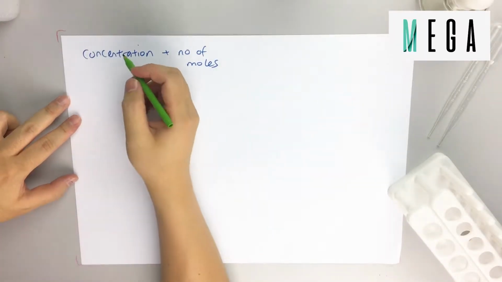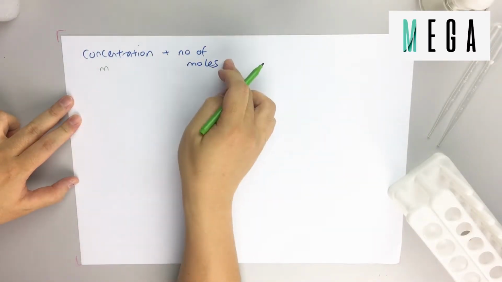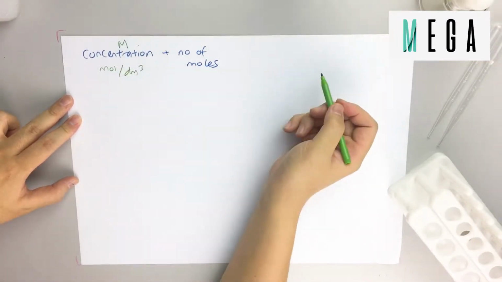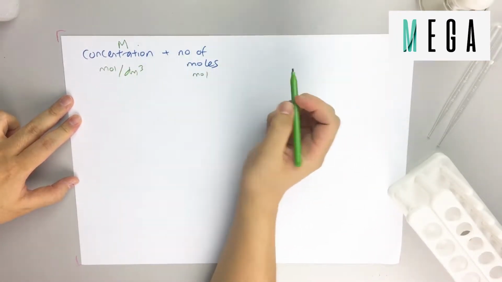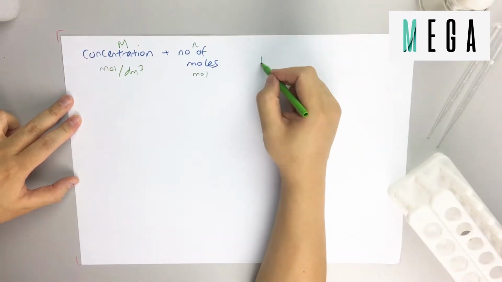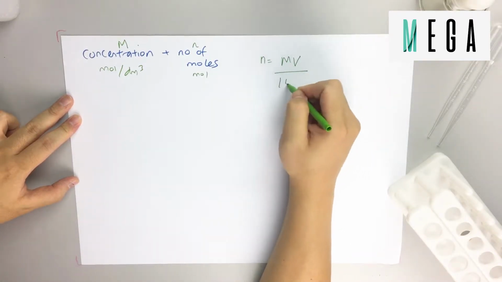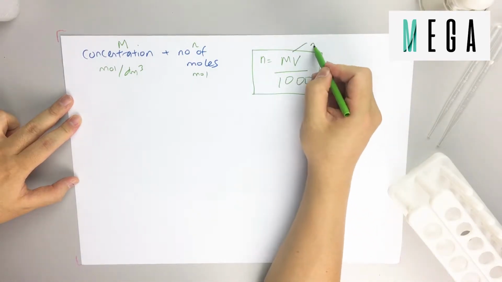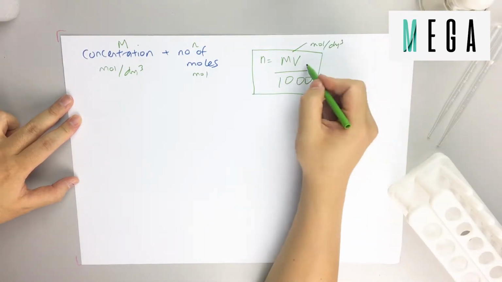Okay, let's focus on the concentration, mole per dm cube, and capital M, the symbol is number of moles, mole, and the symbol is small n. So recall the formula n equals to mv divided by 1000. Very useful. Whenever you see mole per dm cube, is definitely this formula.